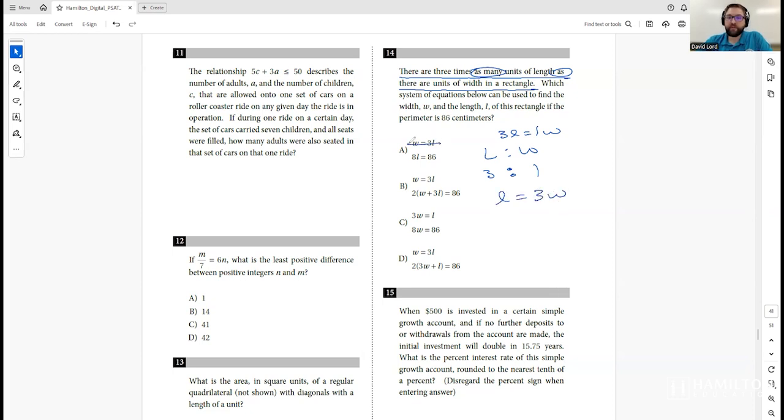So because we know that, we can cross off A and B, and that looks like C and D. Just C. And from there, we could also try to find the perimeter. So the perimeter is equal to 2L plus 2W. And we know that's equal to 86. And then from here, we can substitute 3W in for L. So 86 is equal to 6W plus 2W. And so 86 is equal to 8W. And that confirms that the answer is indeed C.